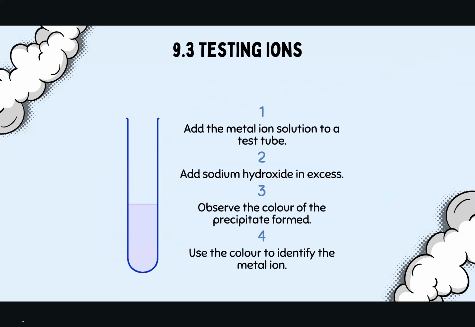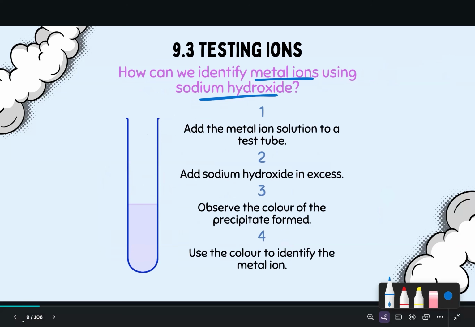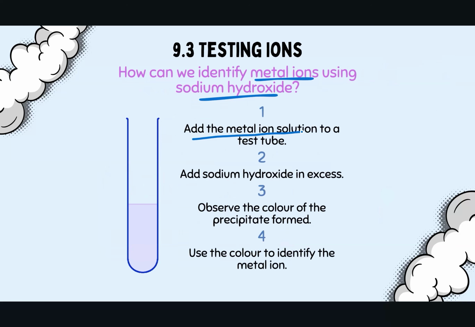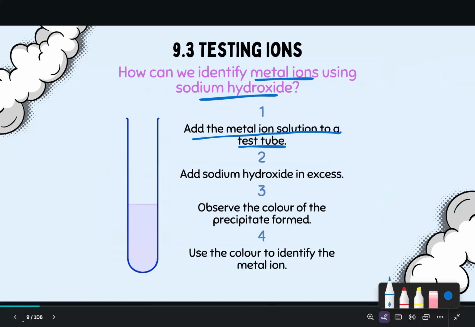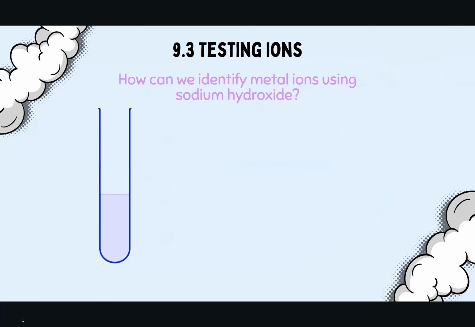Okay, this is now another test. You can identify metal ions by using sodium hydroxide. So you add the metal ion into a test tube. Then you add sodium hydroxide in excess. Then you observe the color of the precipitate formed. And you use the color to identify the metal ion.